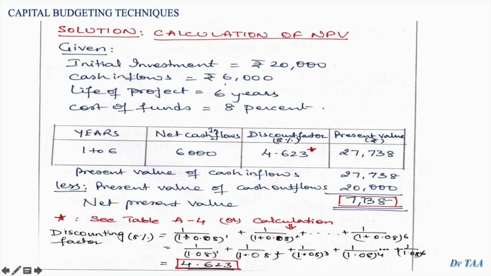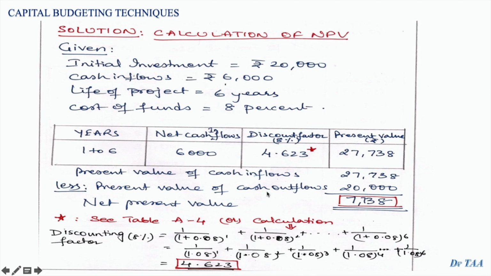So you take the formula, that is 1 by (1 plus r) whole to the power of n, where r is the cost of fund and n is the life of the project. Now for first year it will be 1 by (1 plus 0.08) raised to the power of 1. For second year 1 by (1 plus 0.08) raised to the power 2. Similarly, till 6 years.